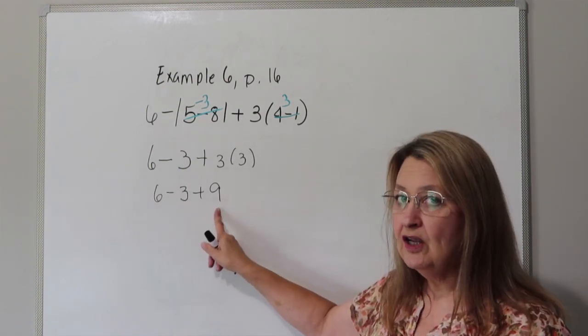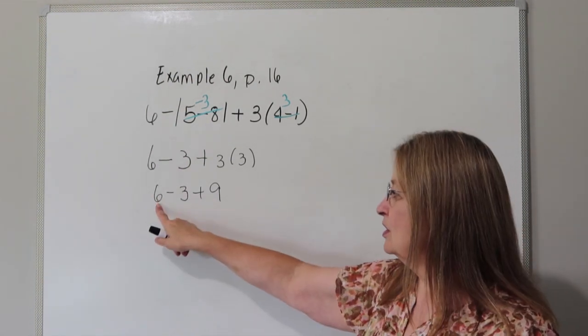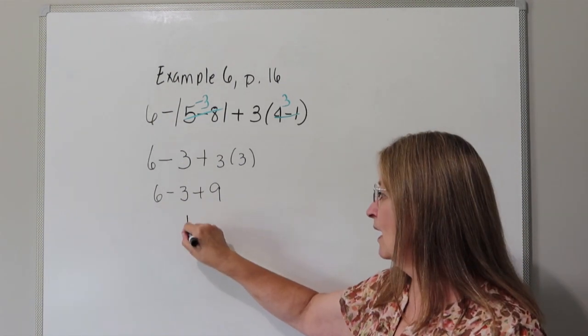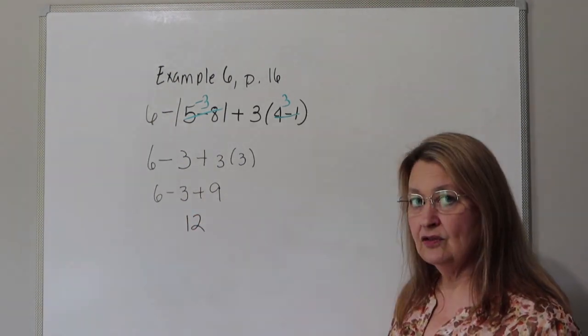So you don't skip over here and add first. You're going to do subtraction. 6 minus 3 is 3, plus 9 leaves you with a correct answer of 12.